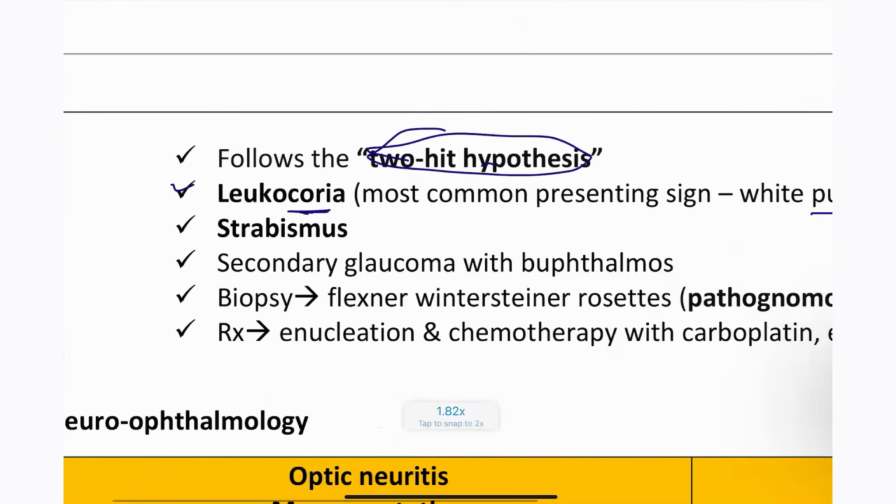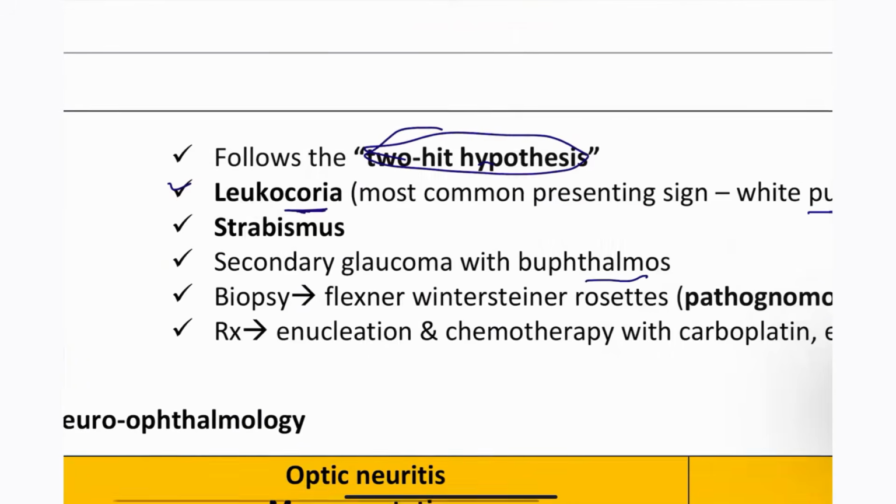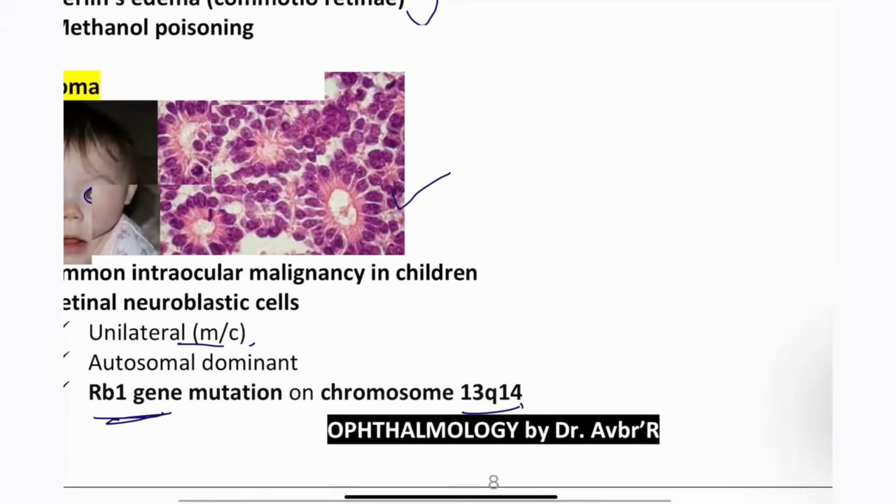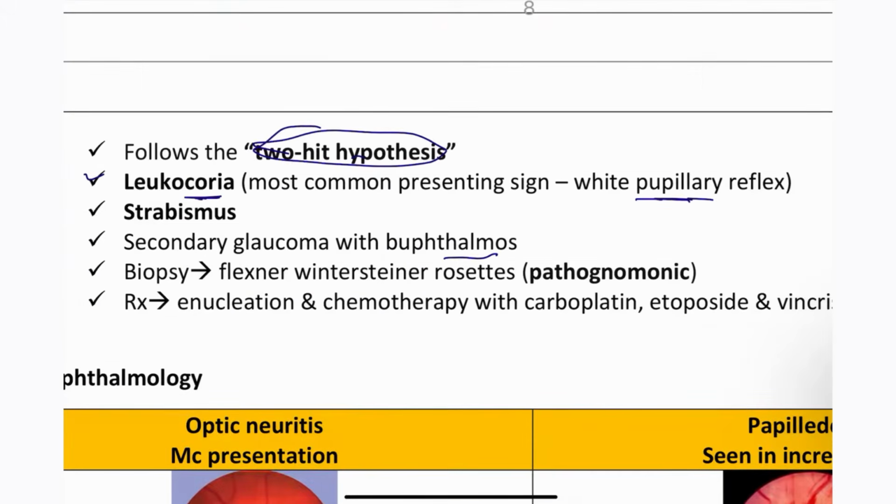Strabismus, secondary glaucoma with buphthalmos, and on biopsy you are going to see this sign. This is the biopsy sign you are going to see, known as Flexner-Wintersteiner rosettes. And for treatment, enucleation, and chemotherapy is given with carboplatin, etoposide and vincristine.